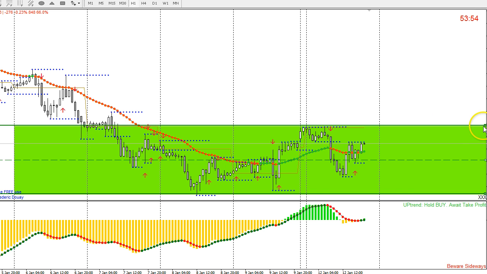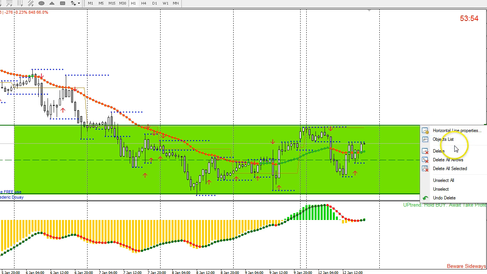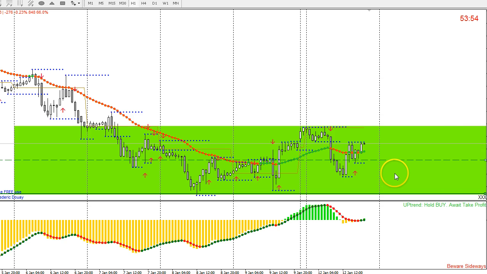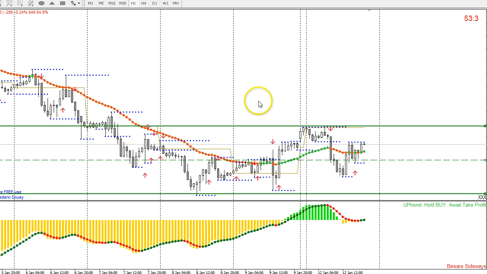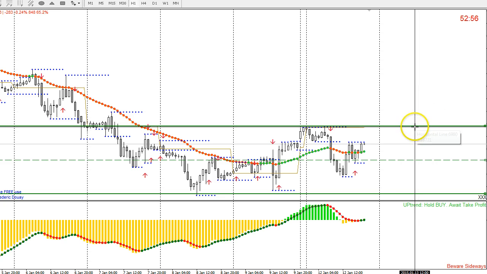I'm going to take the triangle out so we can see a bit better here. Oh, actually that was the wrong one. So the range on the hourly chart right now is about 110, 111 pips. The dotted line is the middle of the range, which usually acts as support and resistance.